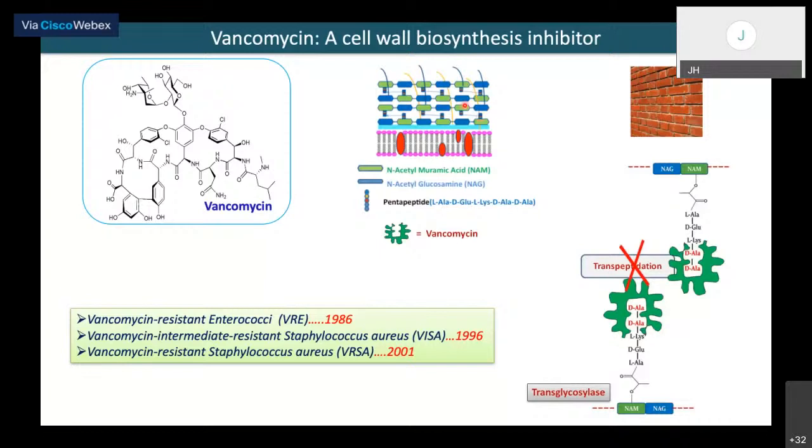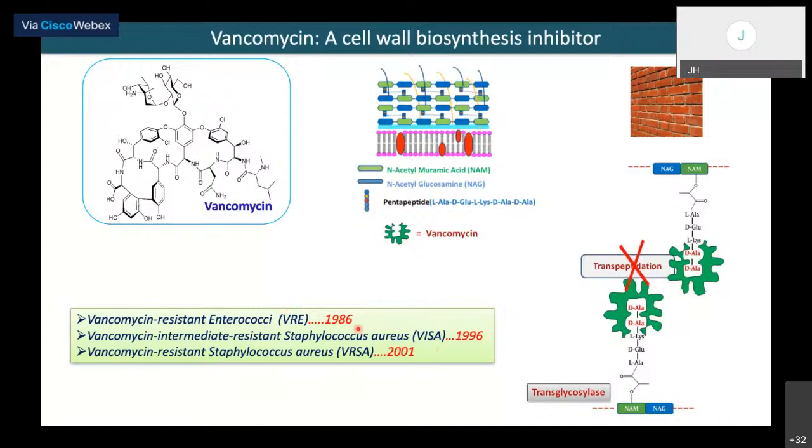But after using this antibiotic over the years, as I said, bacteria have developed by modifying this peptide in the body so that the drug cannot bind strongly to it. They can still make the wall, and the drug becomes useless. This kind of bacteria are emerging, like vancomycin-resistant enterococci and Staphylococcus aureus, and these are high priority pathogens according to WHO at this moment, and we need to take care of this.